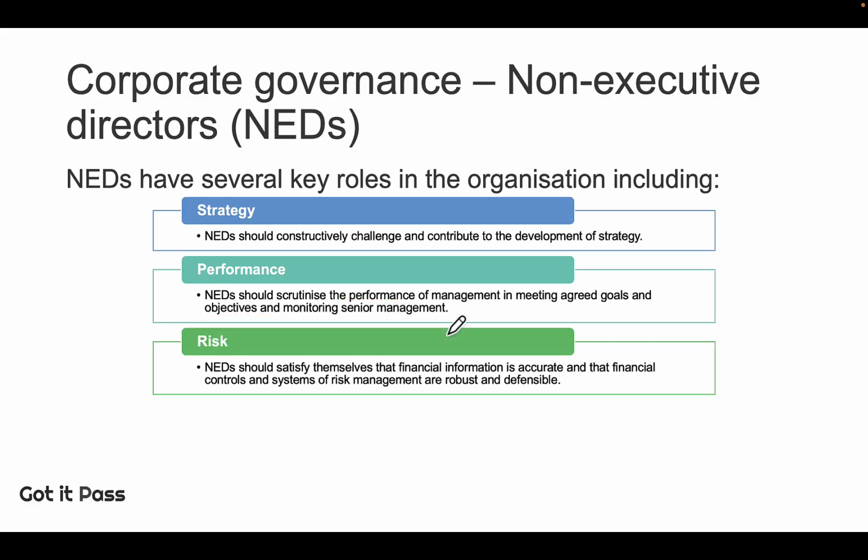And next, risk. Non-executive directors should satisfy themselves that financial information is accurate, which is very important, and that financial controls and systems of risk management are robust and defensible. In other words, for the risk role, non-executive directors can work with the auditor to look for any risk and to minimize them as well.